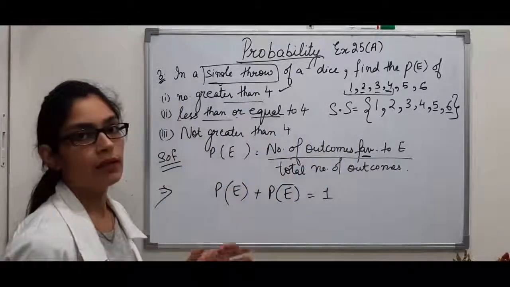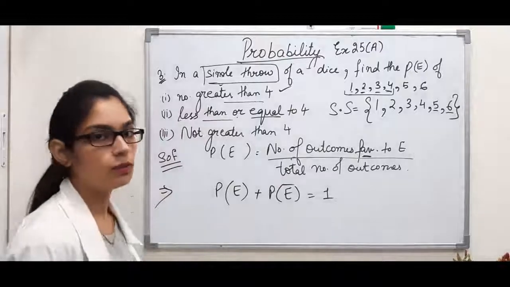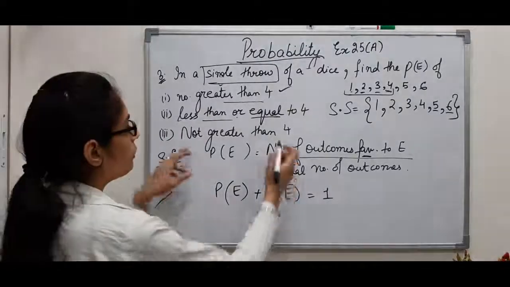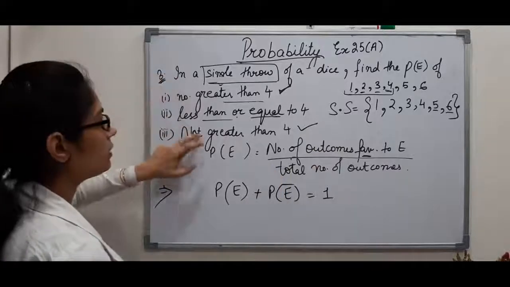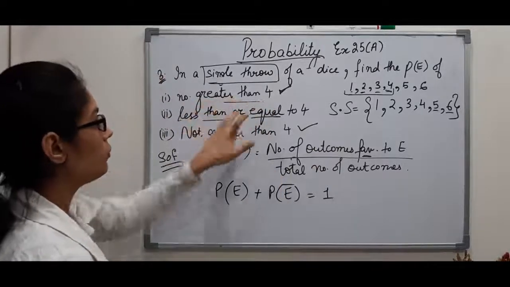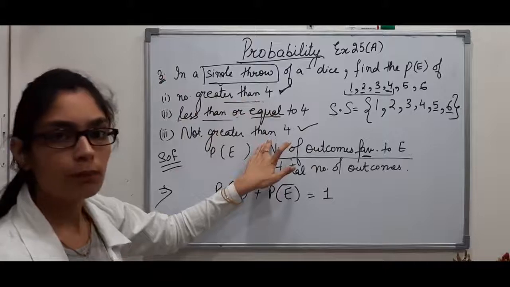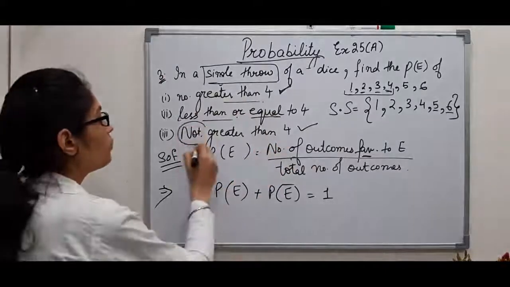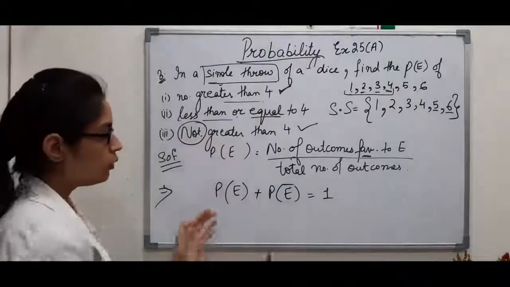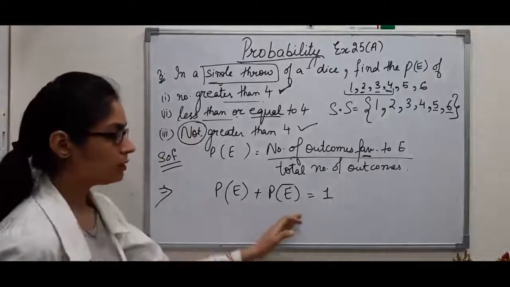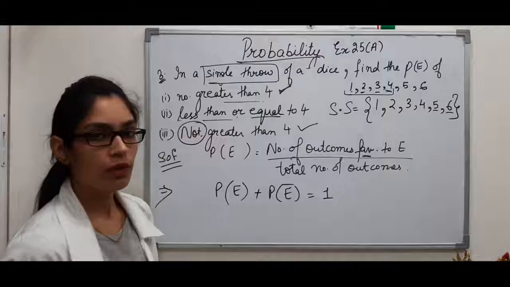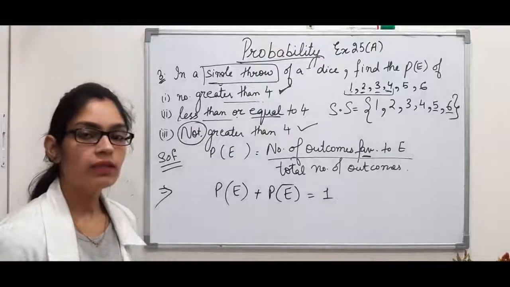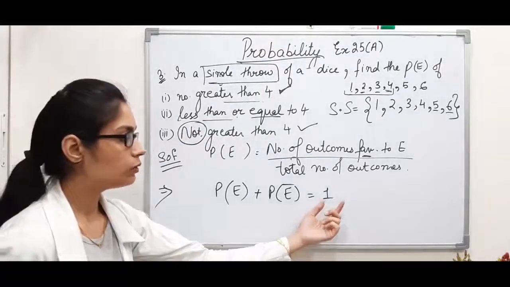Don't get confused thinking this is greater, this is less. No. Just think this is my event E and this is not E. This is greater than 4, not greater than 4. See, the terms are both the same, only not has been added. So you can simply calculate such terms by using complementary events, because we know complementary events give us a sum equal to 1.